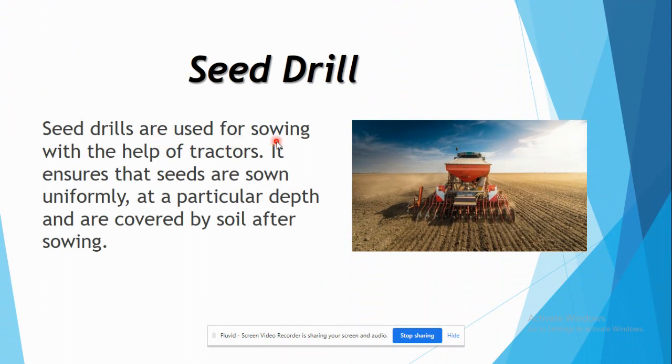Seed drill. Seed drills are used for sowing with the help of tractors. It ensures that seeds are sown uniformly at a particular depth and are covered by soil after sowing. Why do we use the seed drill nowadays? Because it's easy. Sowing seeds with the seed drill is very easy, whereas with the traditional tool, it's not that easy.